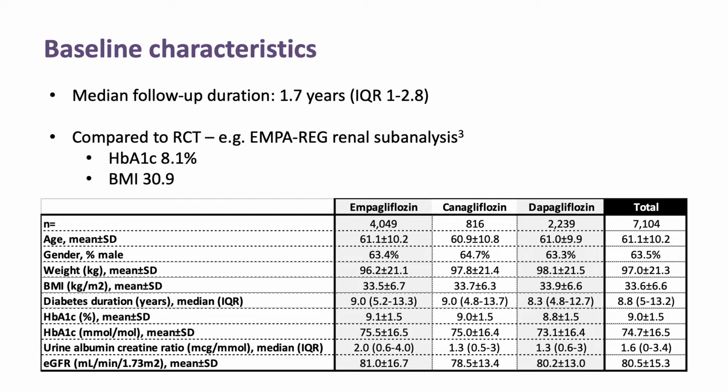You can see that between each SGLT2 inhibitor drug, they had broadly similar ages, broadly similar baseline BMIs, and broadly similar HbA1cs, with the BMI and HbA1cs being more extreme than those observed in the randomised controlled trials. You can also see that there were comparable urine albumin creatinine ratios across the groups, as well as comparable eGFRs at baseline.